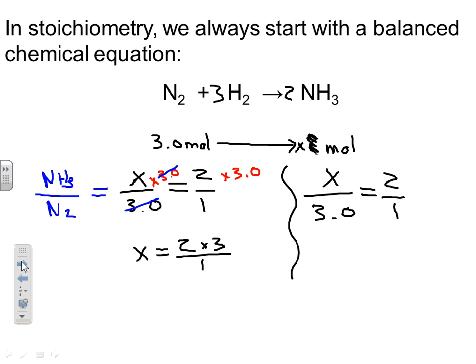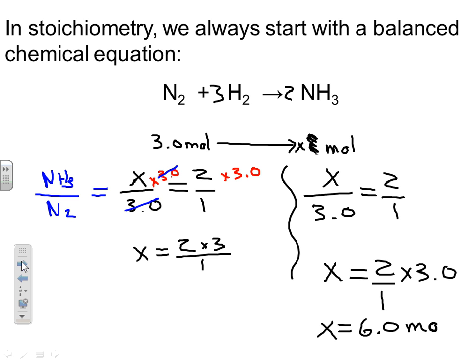So I wouldn't think of it like this. I would just write the X. I would have the 2 over 1, and then I would do the opposite operation. You see how that works? The divide by 3 became a multiply by 3 on the other side. In the end, what is X equal to? 6 over 1, and when you divide something by 1 in your calculator, 6, right? It's equal to 6 moles.